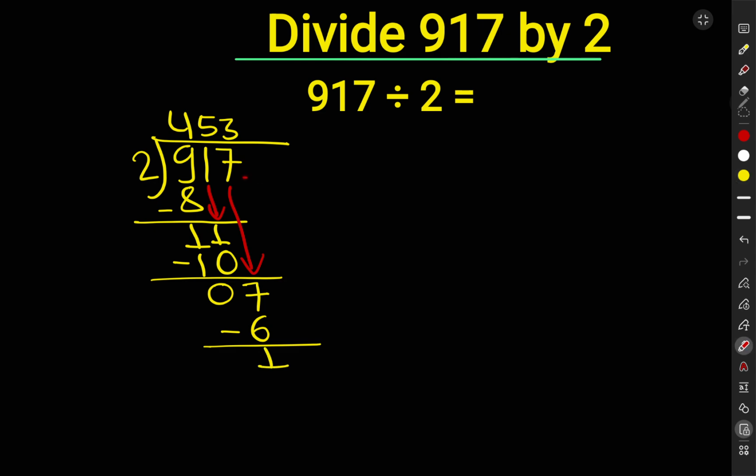Now there is no other number to put down. So we take a decimal here, so that we put 0. So it is 10 and 2 times 5 is 10. On subtracting we get 0. So 917 divided by 2 is 458.5.